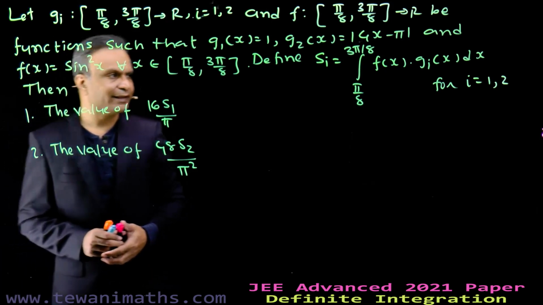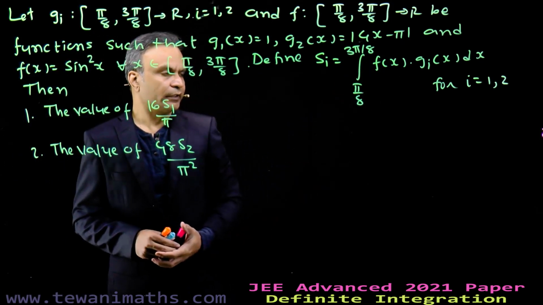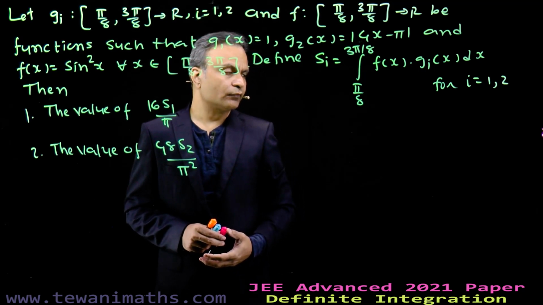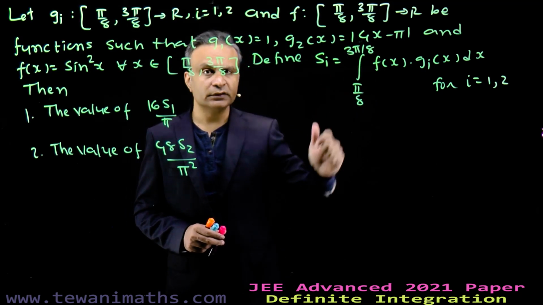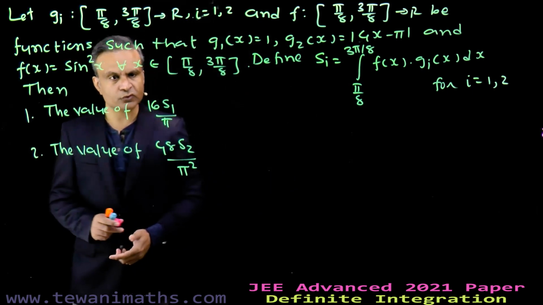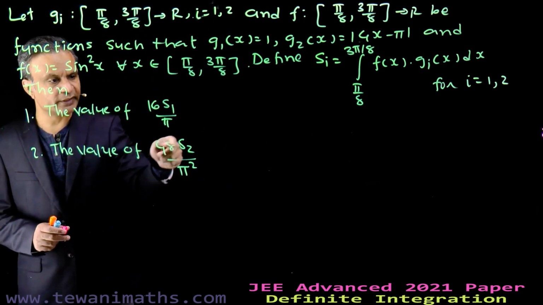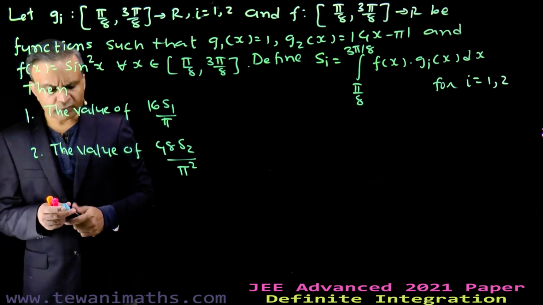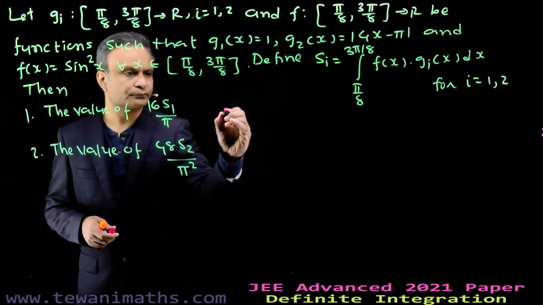Now we define Si as this definite integral. It is the integration of f(x) g_i(x) from lower limit pi by 8 to upper limit 3 pi by 8, for i equal to 1 and 2. Then we have to find the values of 16 S1 over pi and 48 S2 over pi square. Now what will be S1?